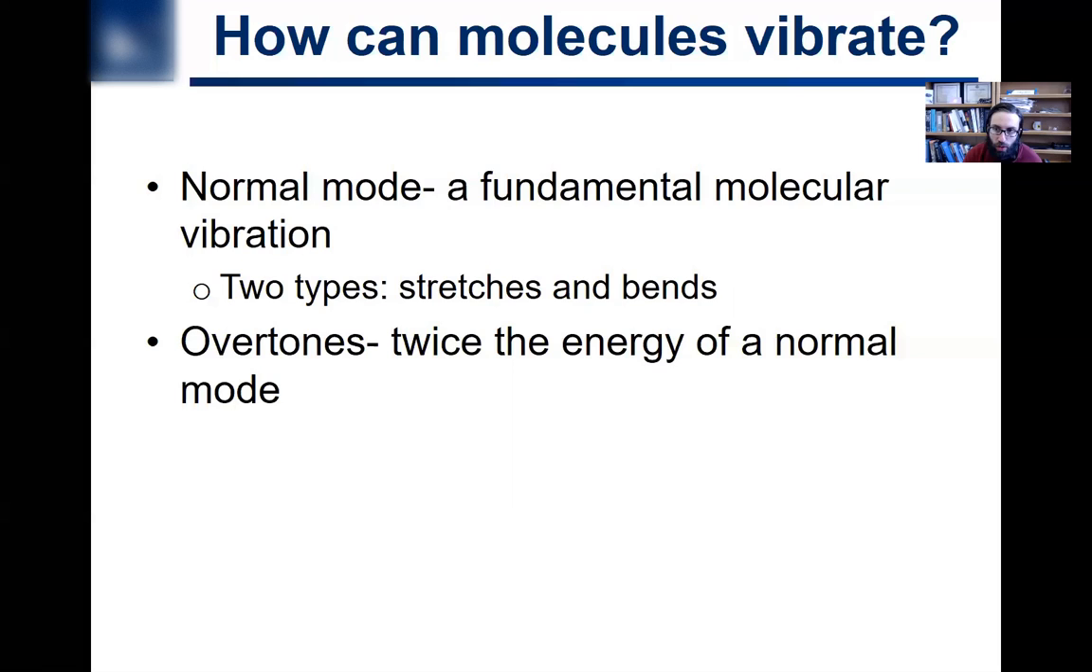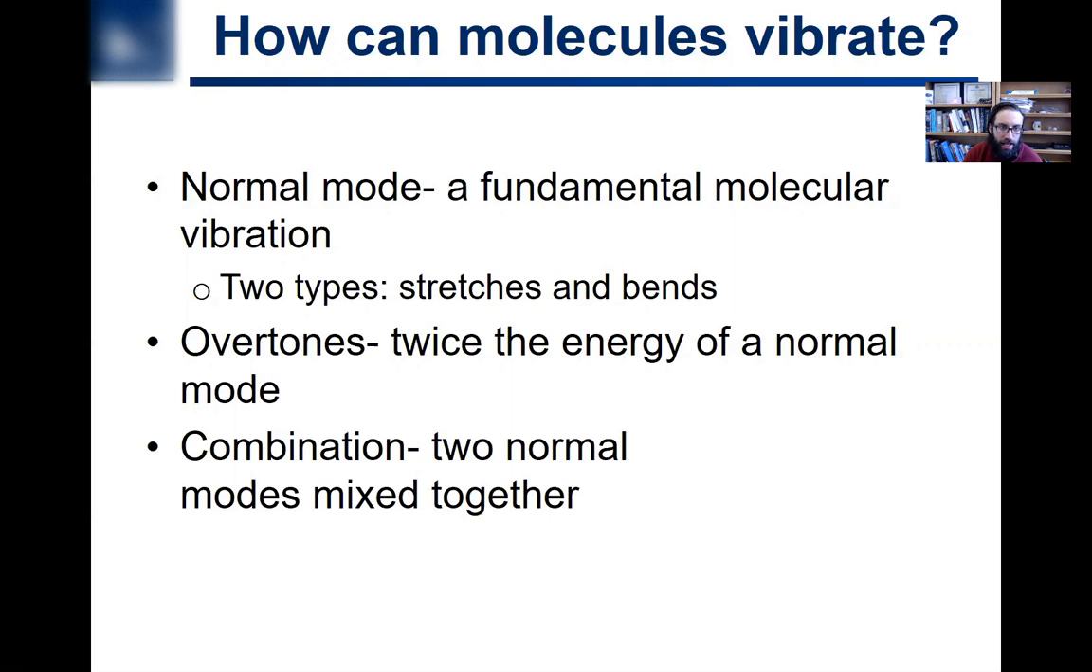An overtone is something that can also happen, and that is twice the energy of the normal mode. So let's say you have some normal mode that's a fundamental stretch, like a linear molecule just stretching like this. That's going to take some energy to do. Let's say it's 1,000 wave numbers. At approximately 2,000 wave numbers, you may or may not see, depending upon whether it's allowed by symmetry, an overtone, which is just going to a higher energy vibrational state, but with about twice the energy.